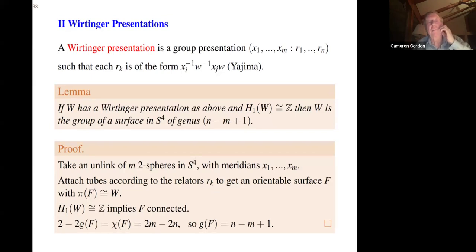Okay, so that's how I'm going to construct surfaces in S4. Many people will recognize that these are in fact ribbon surfaces, and that does play a role in some of the other theorems, but it's not important for us at the moment.